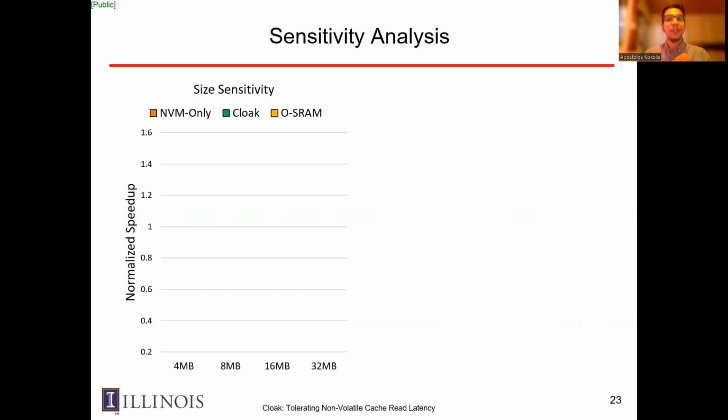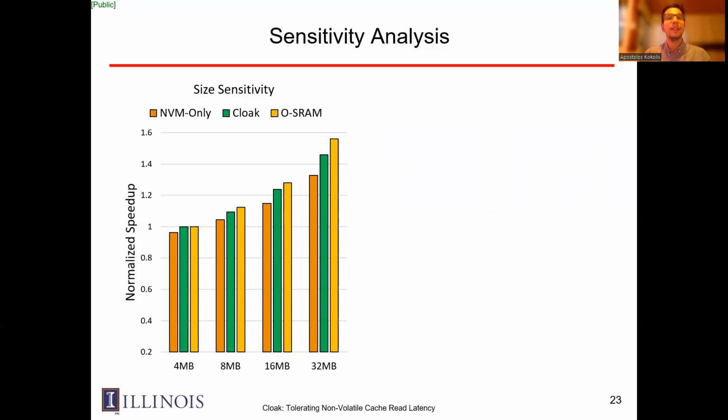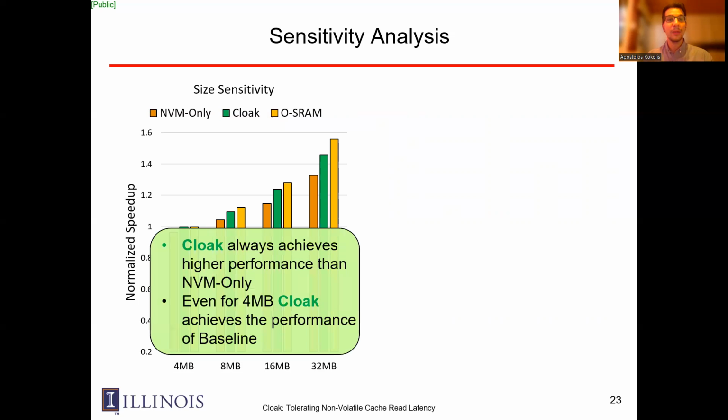We also performed 2 sensitivity analyses. One sensitivity analysis with different LLC sizes. We have 4 megabytes, 8 megabytes, 16 megabytes, and 32 megabytes. And we have 3 different configurations: NVM-Only, Cloak, and optimistic SRAM. All the results are normalized to the baseline SRAM with 4 megabytes of memory. We see that Cloak always achieves higher performance than NVM-Only, and that even for 4 megabytes, Cloak achieves the same performance as that of baseline.